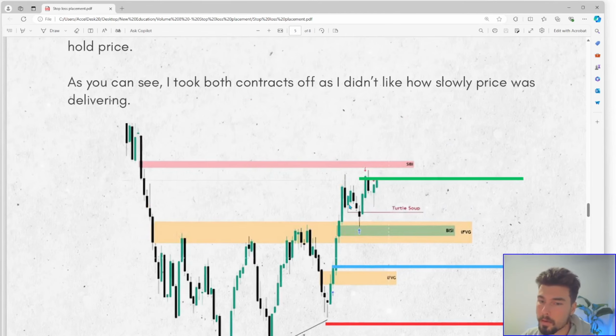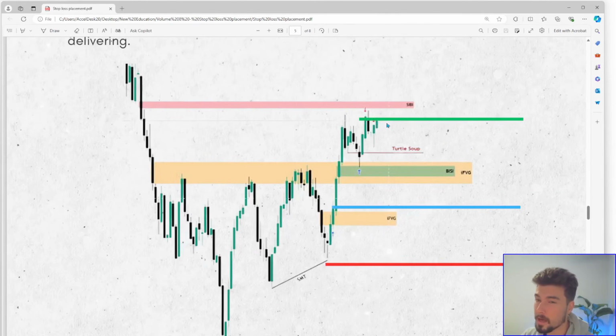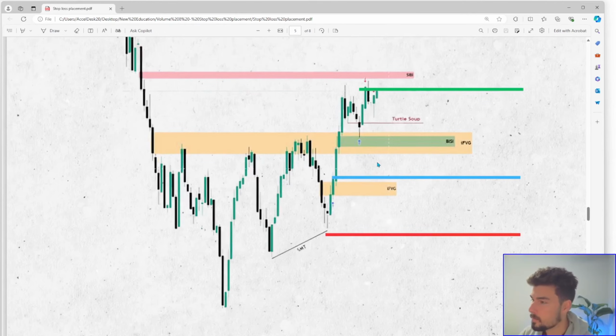Now, ideally, I wanted price just to accelerate from this point, and we'll talk about why I took off the contracts here. I didn't really like how price action developed. We swept that low, little turtle soup, executed the position. At this point in time, you might say to me, Ruben, well, where's your stop loss now? Like if you've entered a contract here and then a contract here, where's your stop loss?